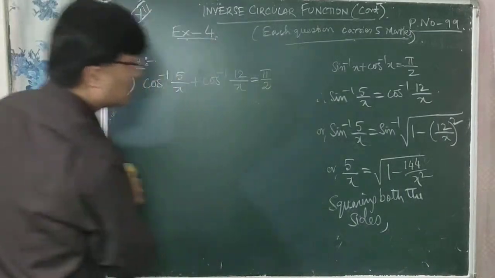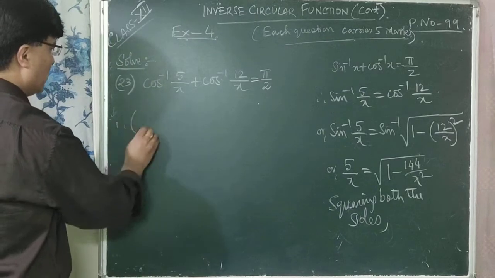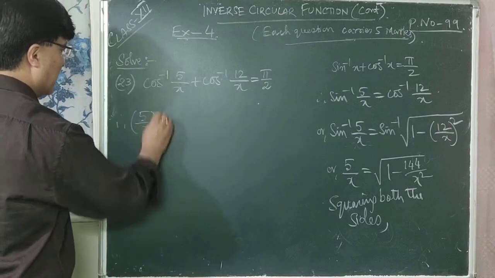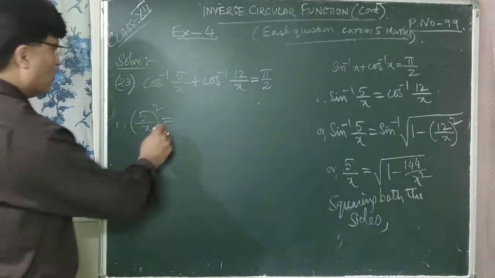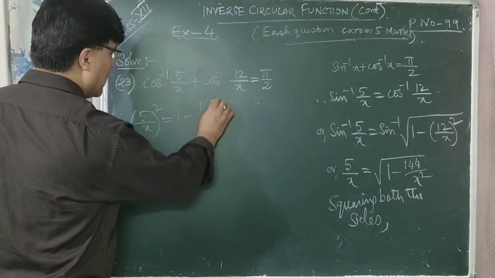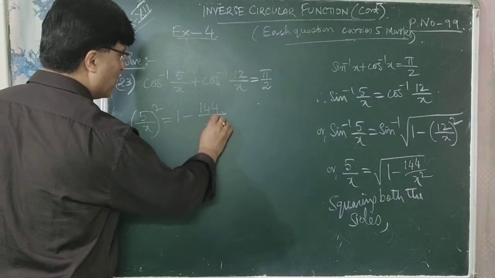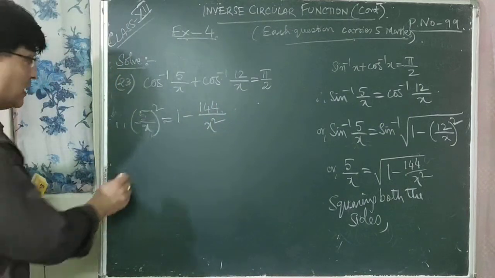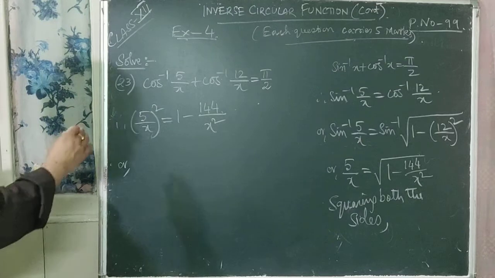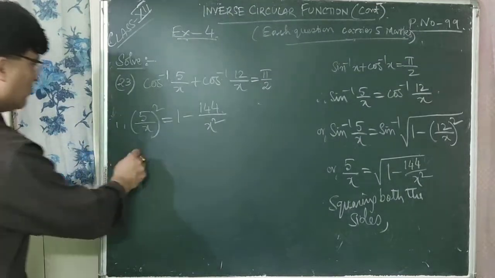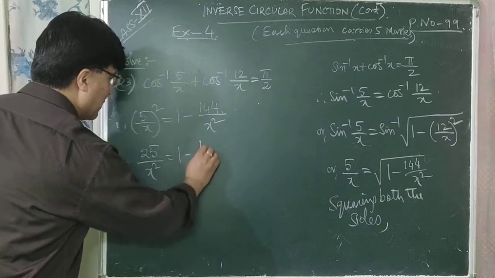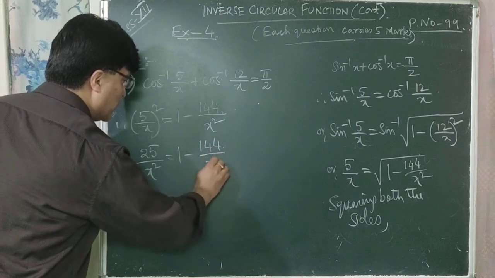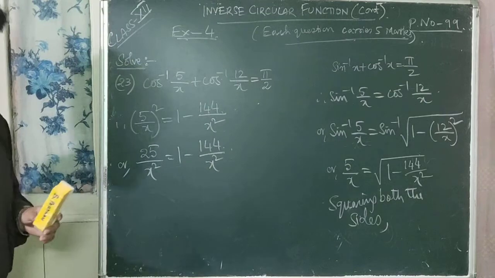So squaring both the sides, what do we get? Therefore, (5/x)² is equal to, on the right hand side, that square root will be removed, 1 minus 144/x², right? What is (5/x)²? It is 25/x². So 25/x² is equal to 1 minus 144 divided by x², right?